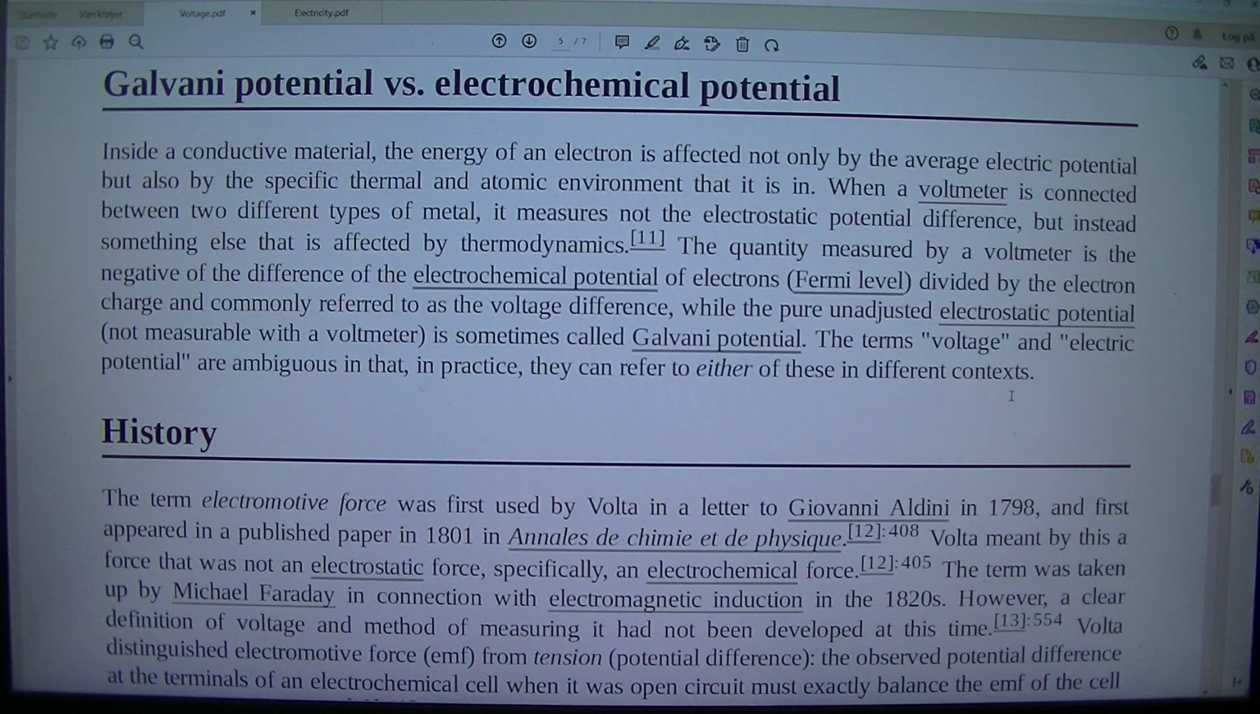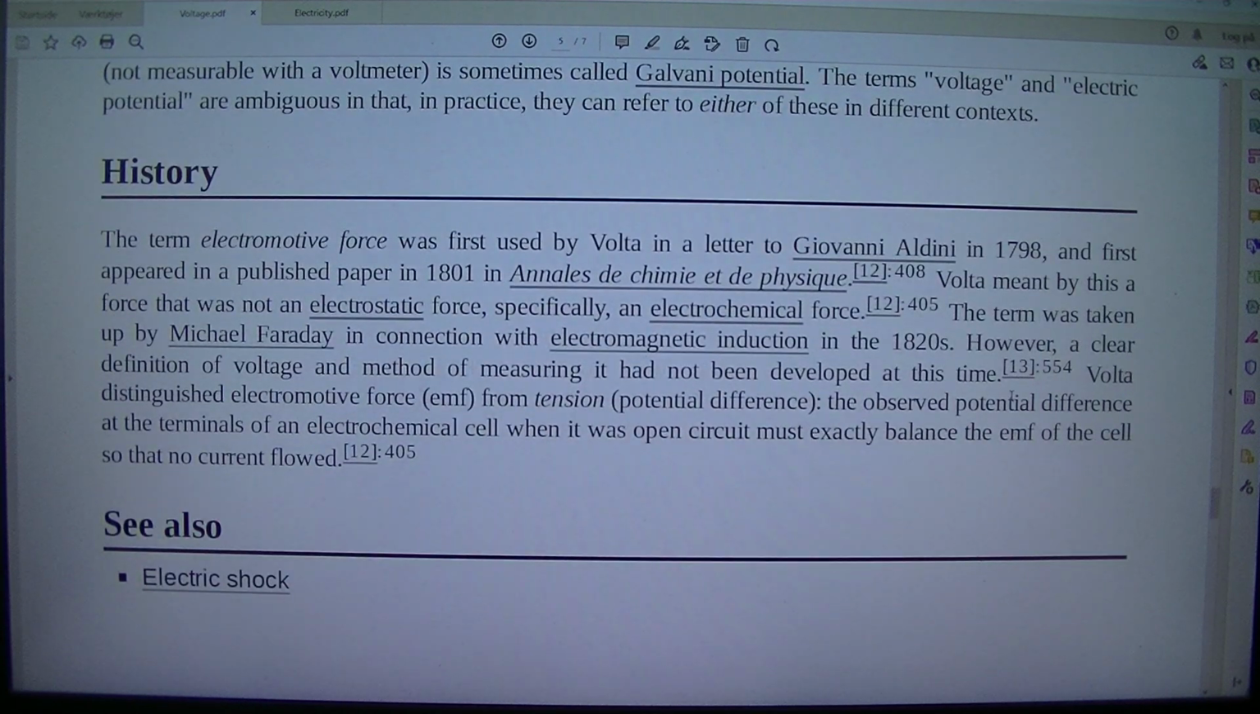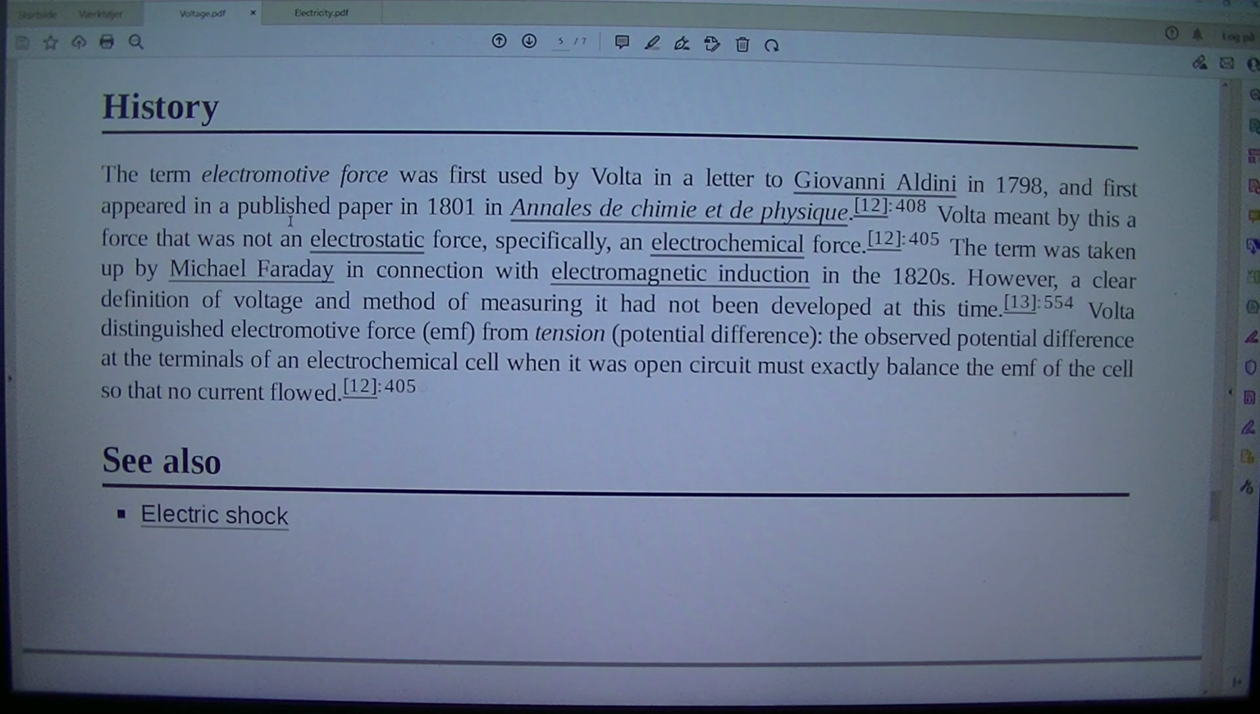History. The term electromotive force was first used by Volta in a letter to Giovanni Aldini in 1798, and first appeared in a published paper in 1801 in Annales de Chimie et de Physique. Volta meant by this a force that was not an electrostatic force, specifically, an electrochemical force. The term was taken up by Michael Faraday in connection with electromagnetic induction in the 1820s. However, a clear definition of voltage and method of measuring it had not been developed at this time.